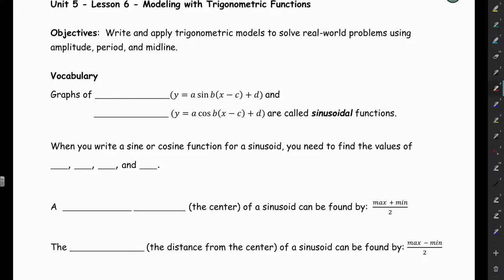Hi everyone, in this lesson we're going to be looking at modeling with trigonometric functions. And first we have some vocabulary. The graphs of sine and cosine are what we call sinusoidal functions. When you write a sine or cosine function for a sinusoid, you need to find the values of a, b, c, and d.